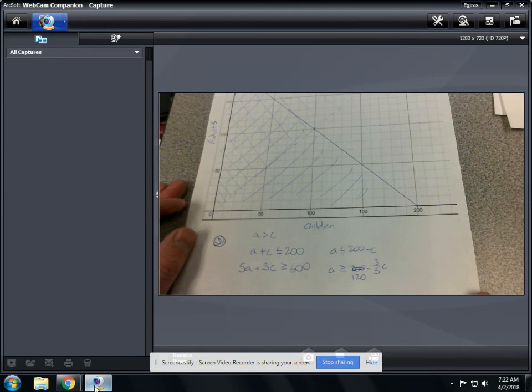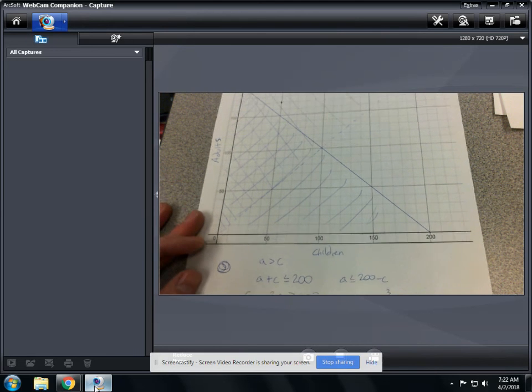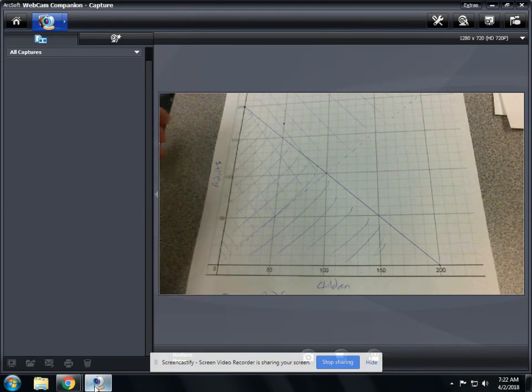1,000 divided by 5, right? Wouldn't that be one? It's a Monday. Yeah, 1,000 divided by 5 would be 200. So 600 divided by 5, 120. So my y-intercept, so this point right there is wrong. 100, 110, 120. There's my y-intercept.